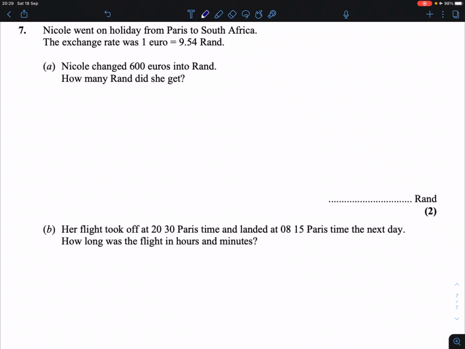Question 7. Nicole went on holiday from Paris to South Africa. The exchange rate was €1 equals 9.54 Rand. Nicole changed 600 euros into Rand. How many Rand did she get?